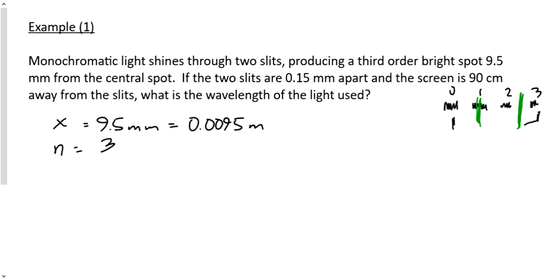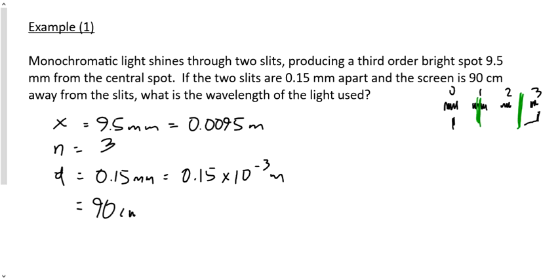Okay, what is this value? 0.15 millimeters. What is that? It's a little d. I'm going to convert that to meters right now: 0.15 times 10 to the minus 3. I could move the decimal place, but 10 to the minus 3 is easier, I think. 90 centimeters away. That's 0.90 meters, by the way. What variable is that? That's L. We want to find the wavelength.